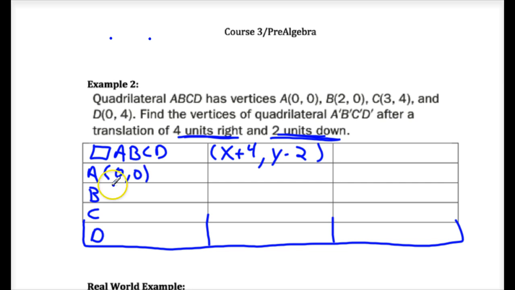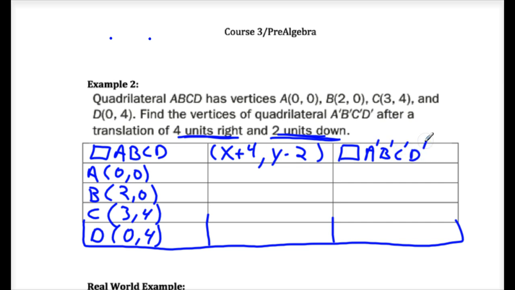A happens to be on the origin. B is at 2, 0. C is at 3, 4. And D is at 0, 4. This thing, based on those numbers, looks like it's probably a rectangle. But we were not graphing it. We are then going to find the vertices of A prime, B prime, C prime, D prime. Okay, let's do this. 0 plus 4, comma, 0 minus 2.